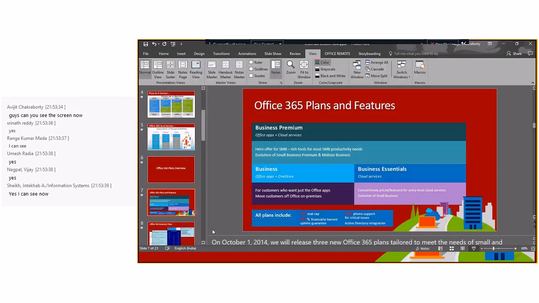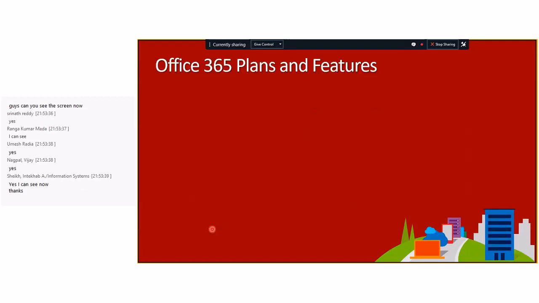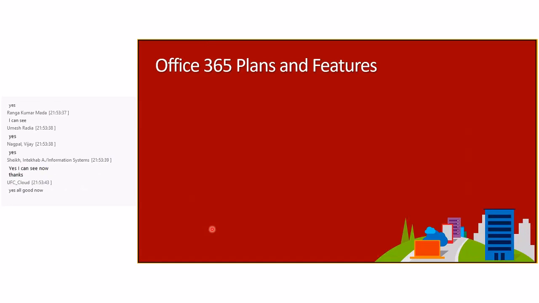Okay, so I think I should repeat this once. I was telling you that the entire Office 365 plan segment is subdivided into two business segments. A couple of plans are for the SMBs, and the rest of the plans are for enterprise.